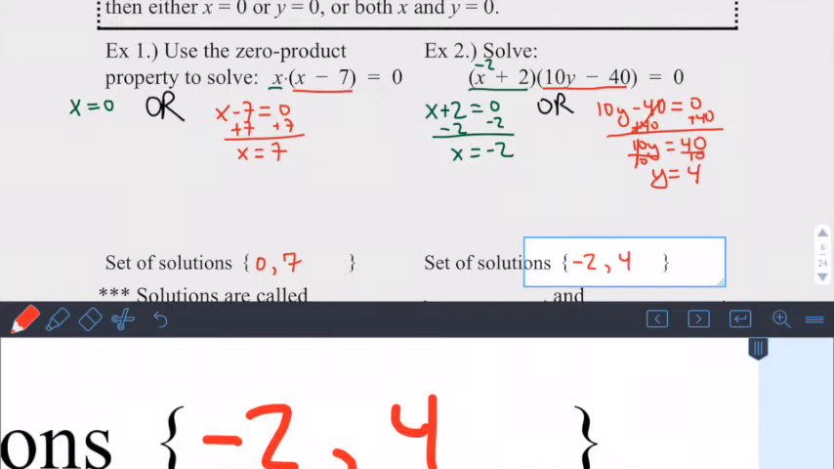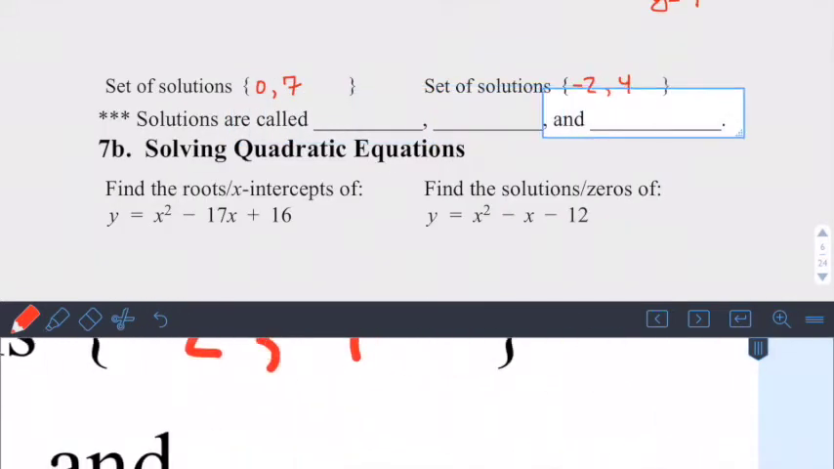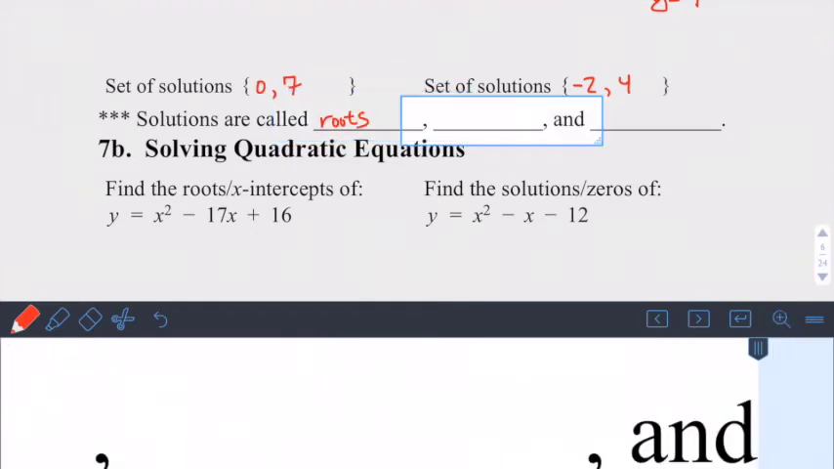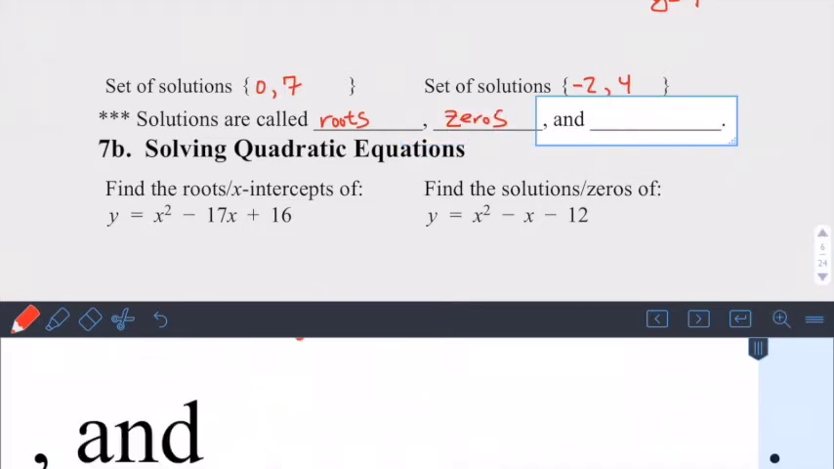Okay? Could be both. So here's another thing that's going to come up the rest of this chapter. Solutions are also called roots, zeros, and x-intercepts.